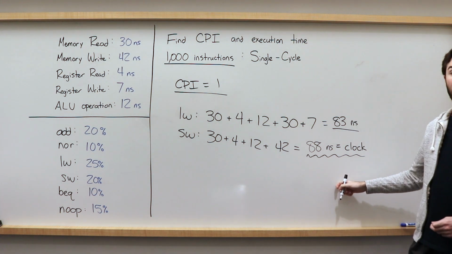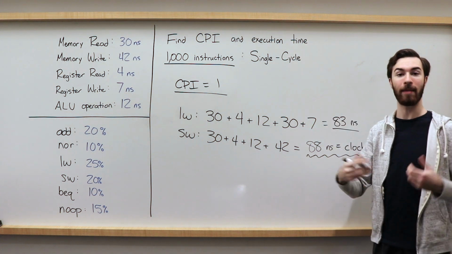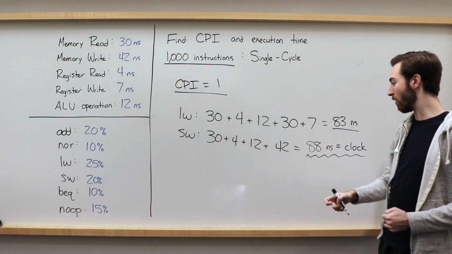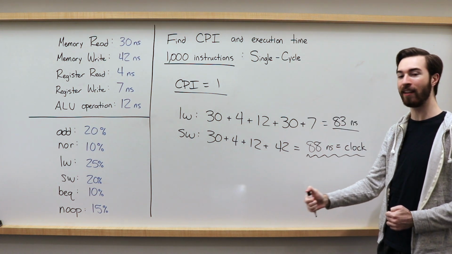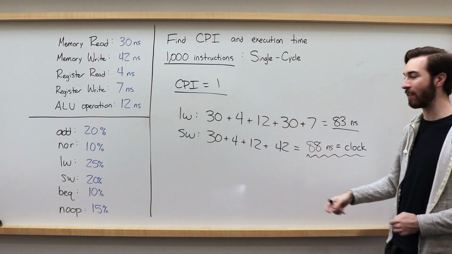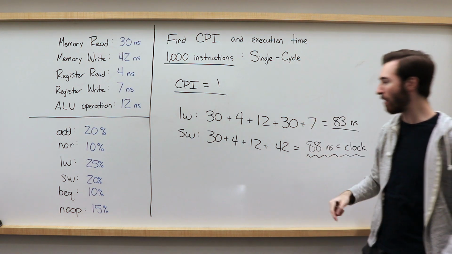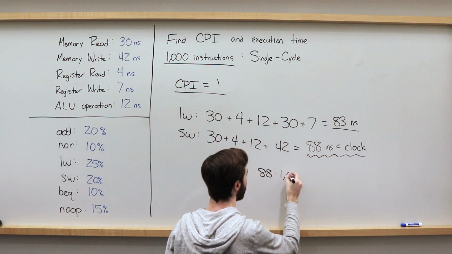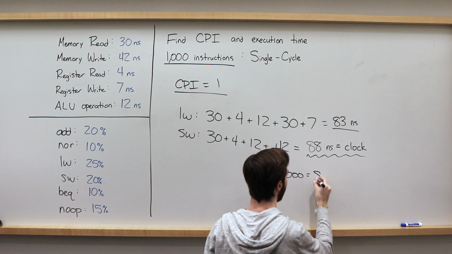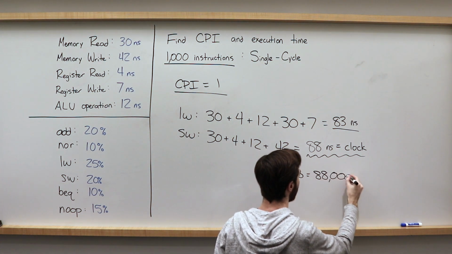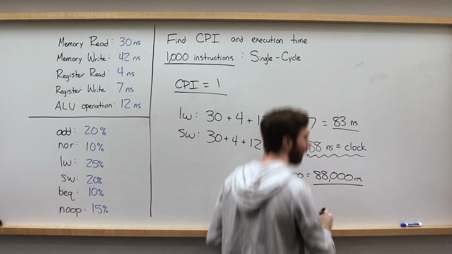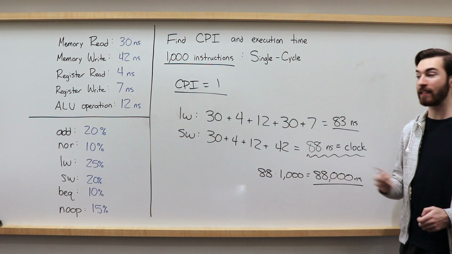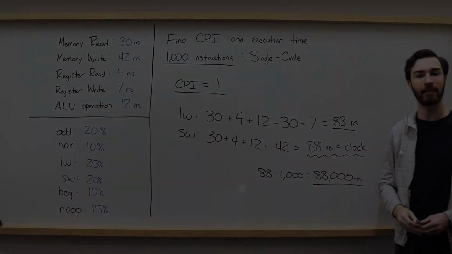With that, it's now very easy to calculate the execution time of the entire benchmark. Because we know that we have 1,000 instructions, and each instruction takes 1 cycle, and each cycle takes 88 nanoseconds, we can just multiply 88 times 1,000. That gives us 88,000 nanoseconds for the execution time of the entire program. And now let's move on to the same program in the multi-cycle case.